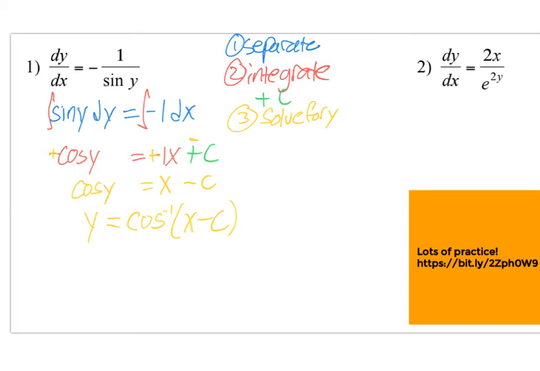And again, this is a general solution. We talked about particular solutions with slope fields. In order to get a particular solution, we would need a specific value to figure out what's going on there. For number 2 on this page, I actually think that I'm going to do this on the next slide. So 2x over e to the 2y.